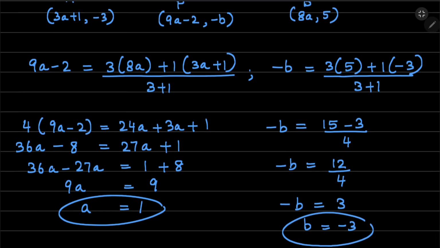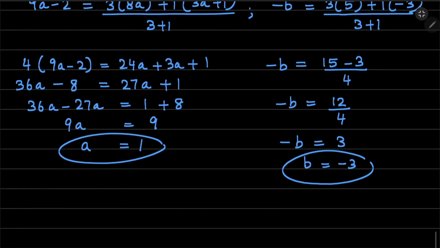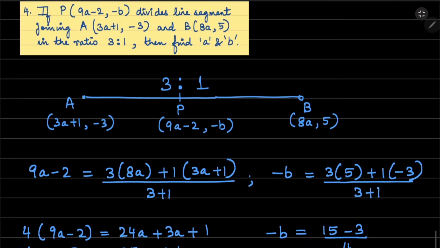So you have found out both the values of a and b. That is what is asked in the question. Finally, you can write: therefore a is equal to 1 and b equal to minus 3 are the answers. This question also needed you to apply the section formula.